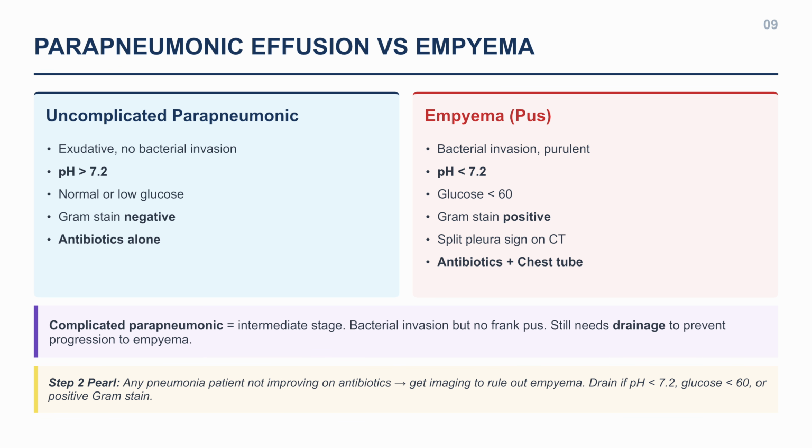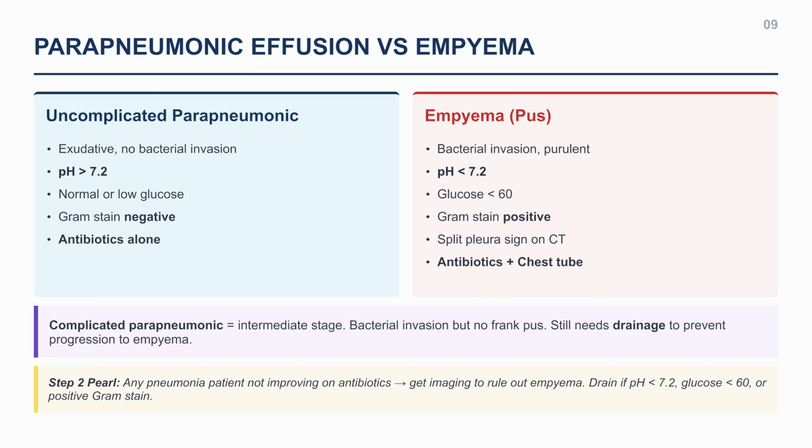Parapneumonic effusion progresses through 3 stages. Uncomplicated parapneumonic effusion is an exudate without bacterial invasion. The pH is above 7.2. Glucose is normal or slightly low, and gram stain is negative. Treatment is antibiotics alone. Empyema is frank pus in the pleural space from bacterial invasion.